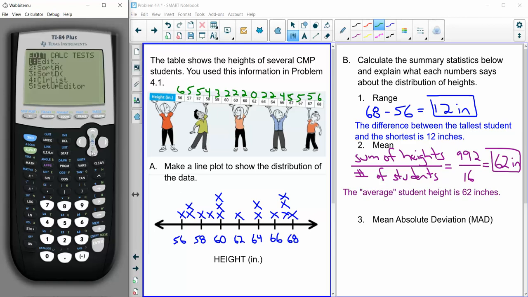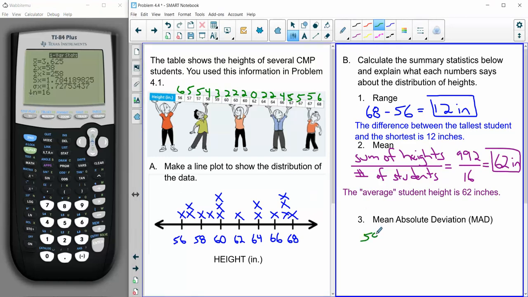So then when I run stat, calculate one var stats for list 2, obviously I could just use a calculator and add all these up, okay? I end up getting a sum of 58, obviously divided by 16. And 58 divided by 16 is 3.625.